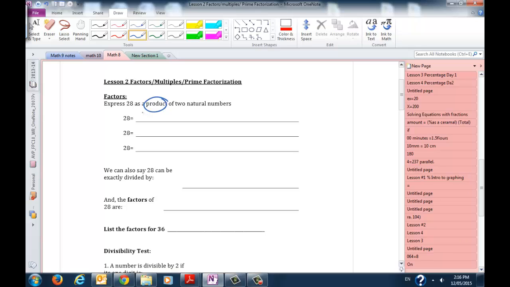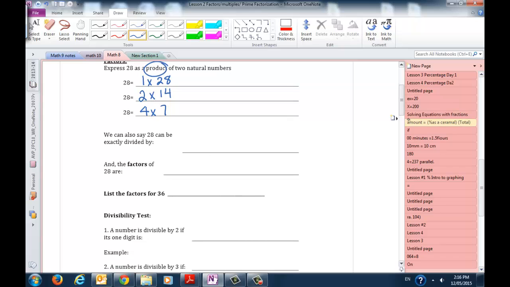So a really easy one, 1 multiplied by 28. Now we can get more complicated. 2 multiplied by 14 is also equal to 28, and 4 multiplied by 7 is equal to 28. So we can say 28 can be exactly divided by 1, 2, 4, 7, 14, and 28. And if we're asked to list the factors of 28, the factors of 28 are 1, 2, 4, 7, 14, and 28.